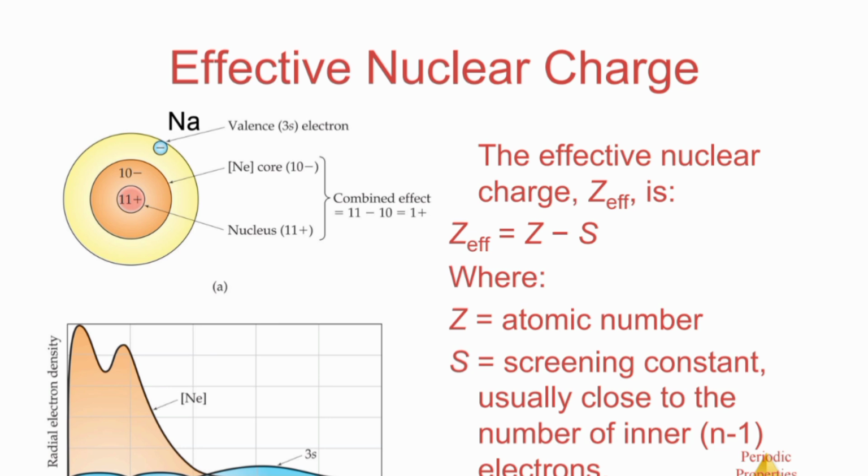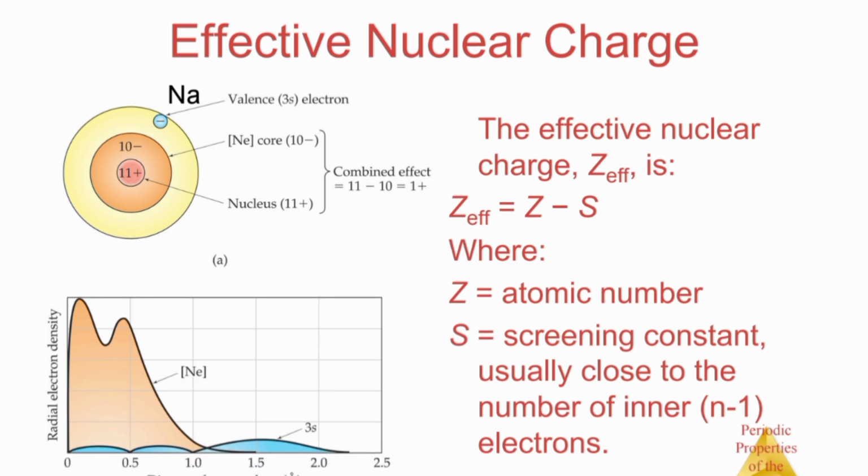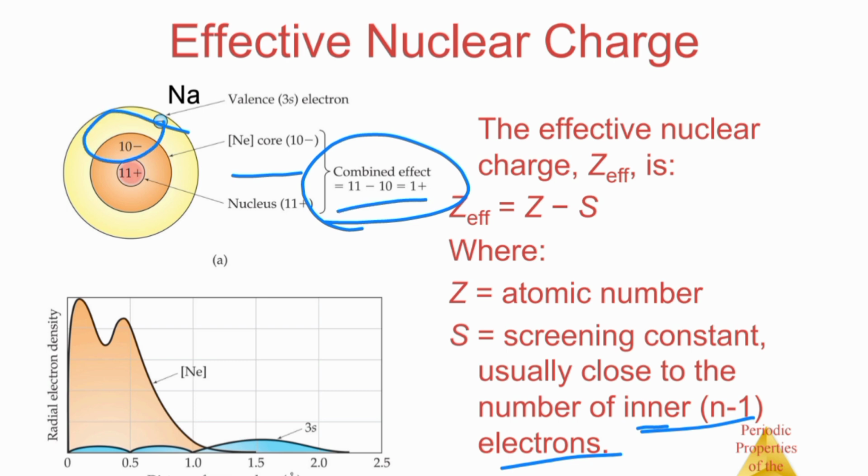You can see effective nuclear charge Zeff is equal to Z, the atomic number, minus S, the shielding constant. The shielding constant is usually close to the number of inner electrons, n minus 1. So you can say the effective nuclear charge is plus 1. Combined effect, this is 4. N minus 1 electrons means these 10 electrons. This is how we can find effective nuclear charge.